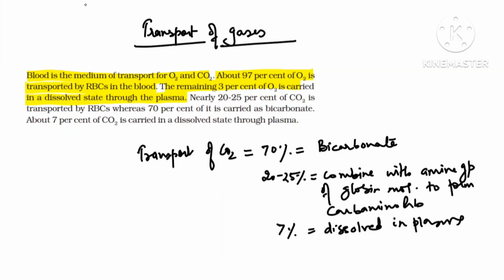See the line carefully. 20 to 25% is transported by RBC. In which method? In the form of carba-amino hemoglobin. 70% is carried as bicarbonate ion. This only I told you. And 7% is in the dissolved state through plasma, dissolved in plasma. Okay, these are the numbers they have given. Now, how the oxygen will be transported and how carbon dioxide will be transported, we'll study in detail now.